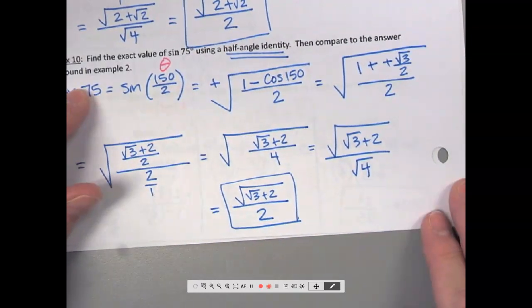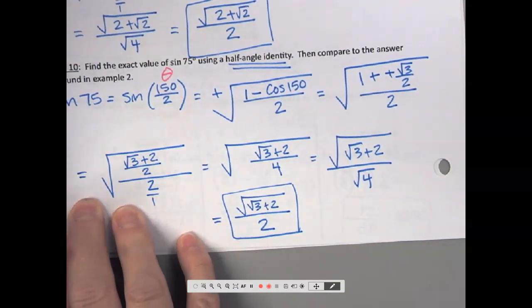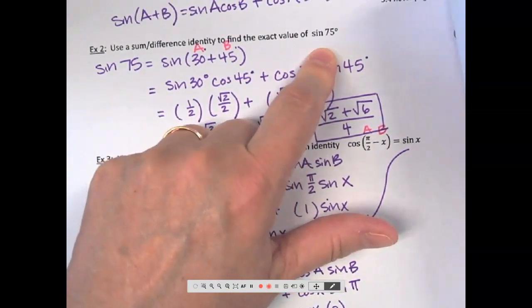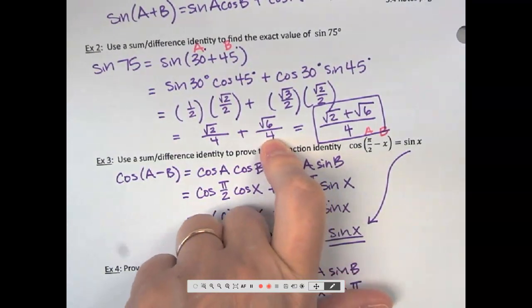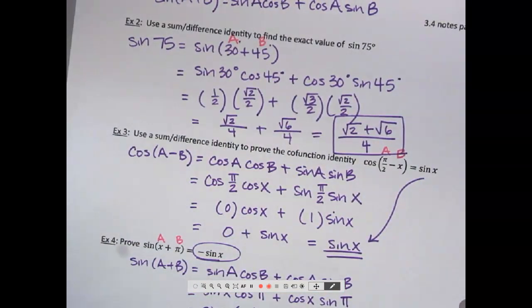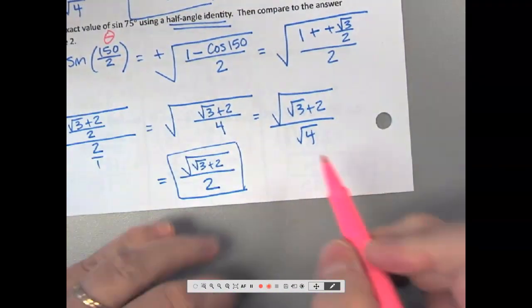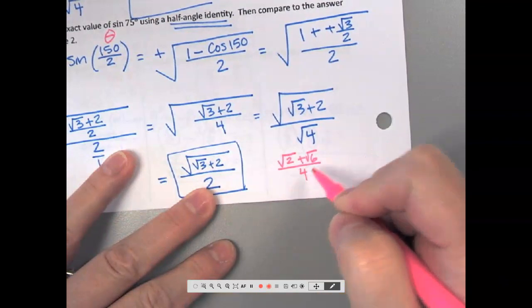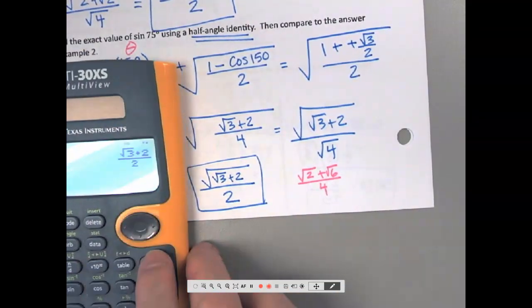Now, look back at example 2. What did we find in example 2? Example 2, we were also finding sine of 75. But we used sum and difference identity there. It shouldn't matter which formula I use. We should get the same answer, right? Okay, so square root 2 plus square root 6 over 4. I'm going to write that down here. Square root 2 plus square root 6 over 4. Do those look like they'll be the same? Not particularly, but let's compare their decimals and see if they are the same.